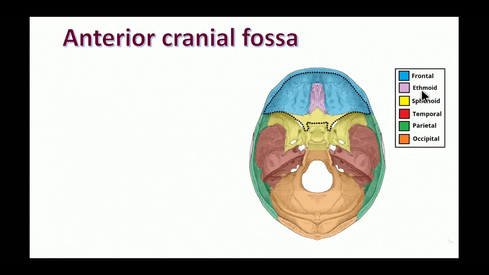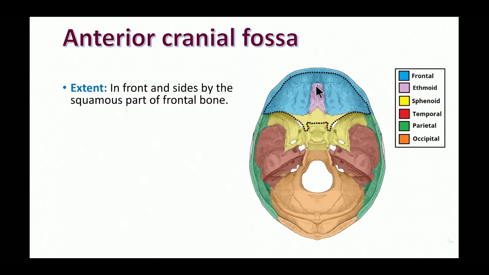First, to start with the anterior cranial fossa, you are able to see here. The anterior cranial fossa mainly lodges your frontal lobe. The frontal lobe of the cerebrum is resting on this anterior cranial fossa. Mainly this part, the orbital part of the frontal bone, forms the roof of the orbit. In front and sides, it is bounded by the frontal bone itself, the squamous part of the frontal bone. This is the orbital plate of the frontal bone which forms the roof of the orbit.